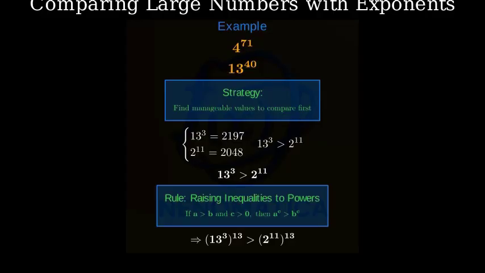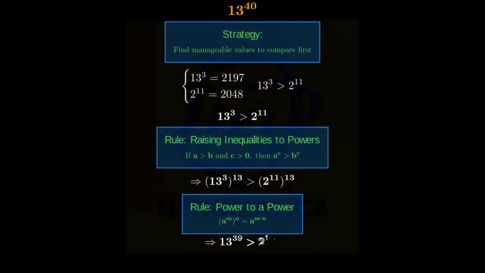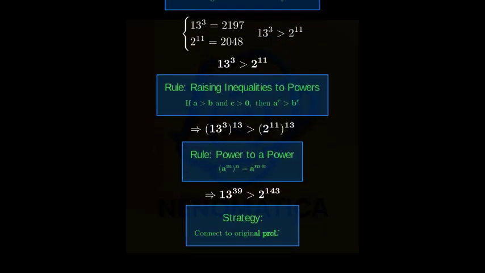This preserves the inequality direction because we're raising both sides to the same positive power. Using the properties of exponents, we get 13 raised to the power of 3 times 13, which equals 13 to the power of 39, is greater than 2 to the power of 11 times 13, which equals 2 to the power of 143. Now, we need to connect this to the original problem involving 4 to the power of 71.